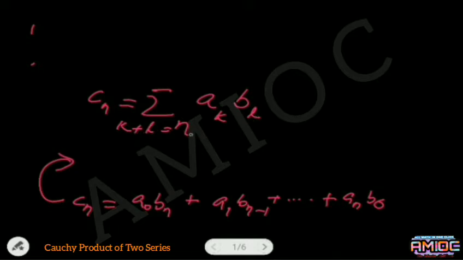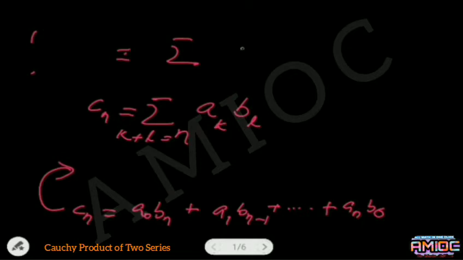k plus l equal to n means k equal to 0, l equal to n; k equal to 1, l equal to n minus 1, etc.; k equal to n and l equal to 0. Also, this can be expressed in another way. Here also each of these terms is in a and b.